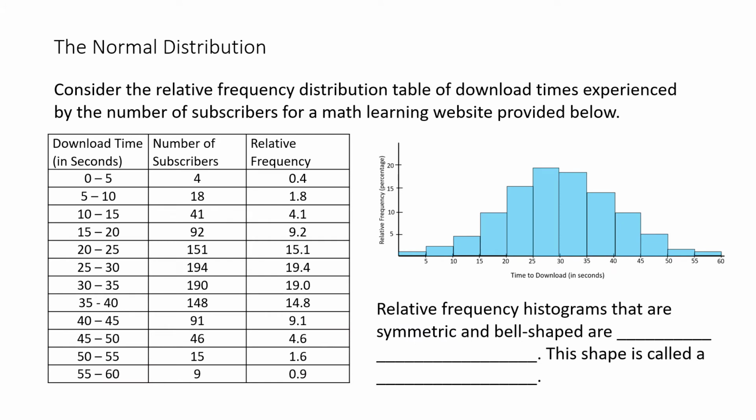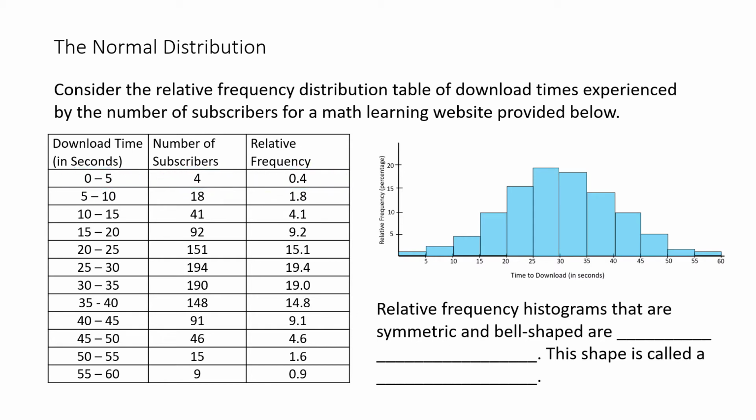Consider the relative frequency distribution table of download times experienced by the number of subscribers for a math learning website that's provided below. The frequency distribution table has three columns. The leftmost one is titled Download Time in seconds. We read the download times as 0 seconds up to 5 seconds, but not including the 5. Going one column over, we see that there are 4 subscribers who experience that download time. The relative frequency is 0.4.